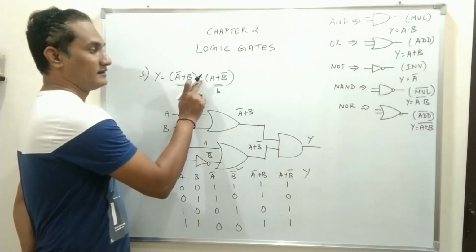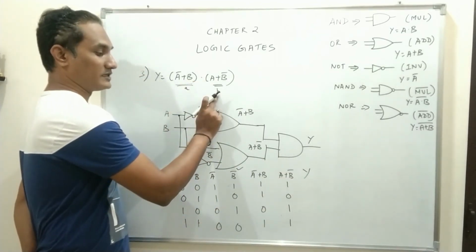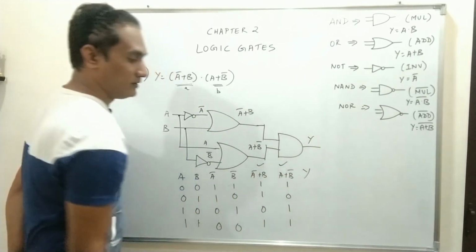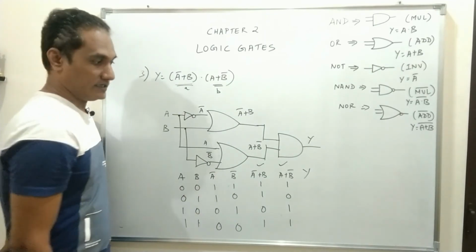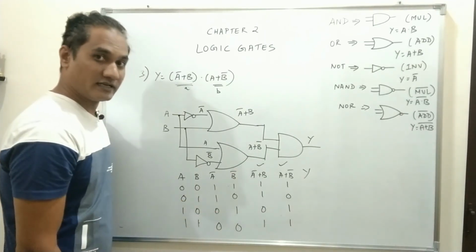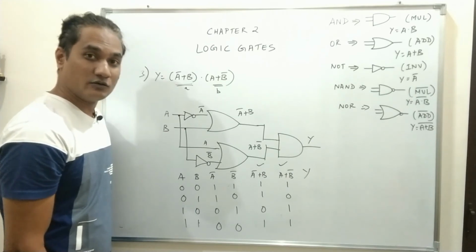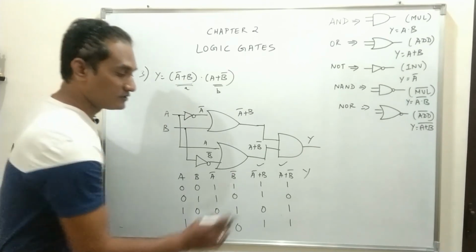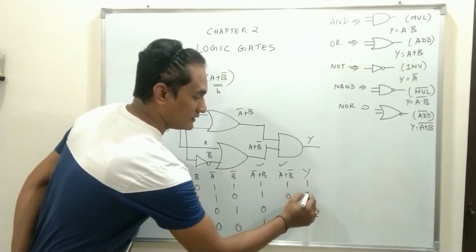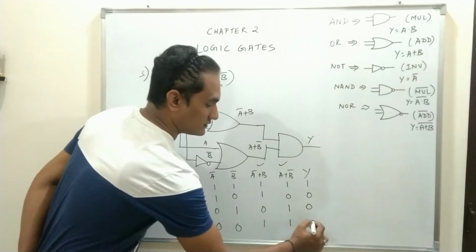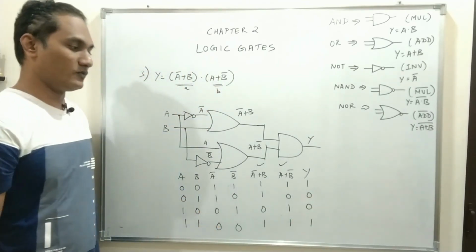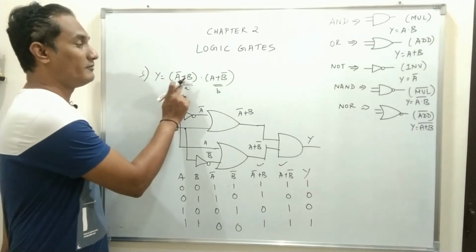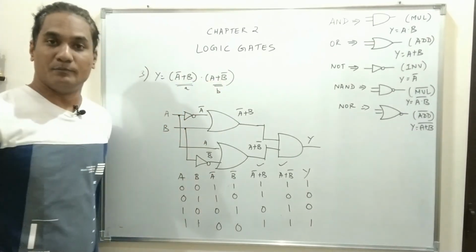Y is AND logic between expression 1 and expression 2. So now at the end, between these two columns you have to apply AND logic. AND logic amounts to multiplication. When any one of the inputs is 0, the output will be 0. When both the inputs are 1, only then the output is 1. So 1, 1 will be 1. This is 0, this is 0, this is 1. So the output will be 1 0 0 0 for the expression Y is equal to (A bar plus B) dot (A plus B bar).